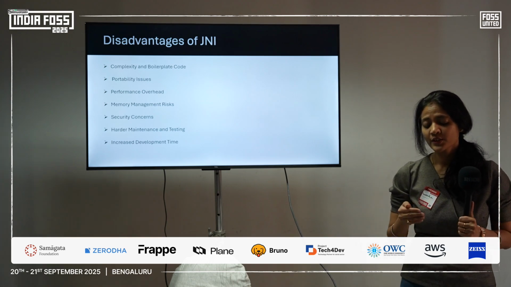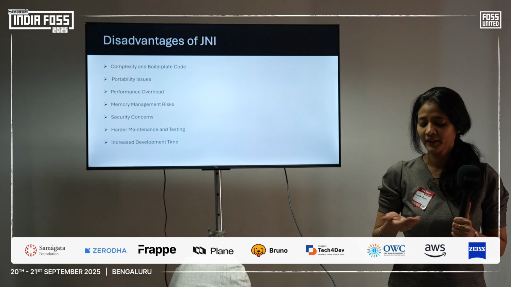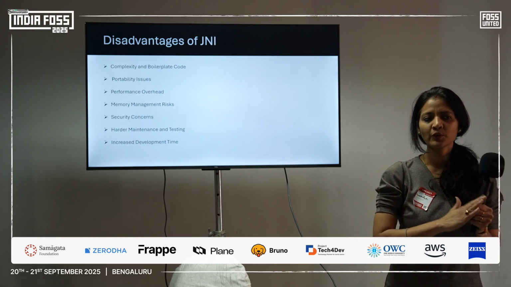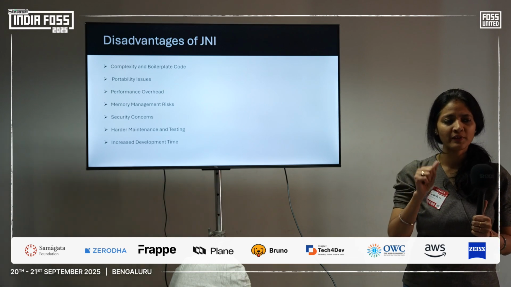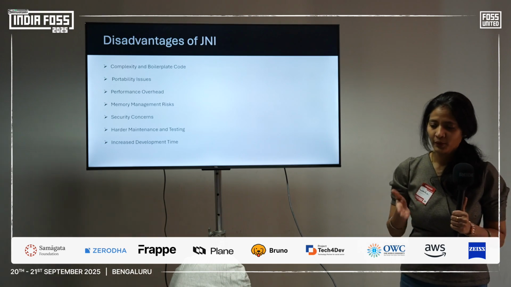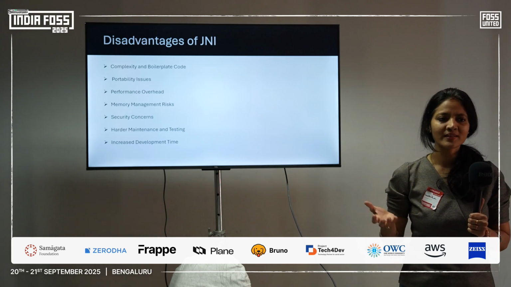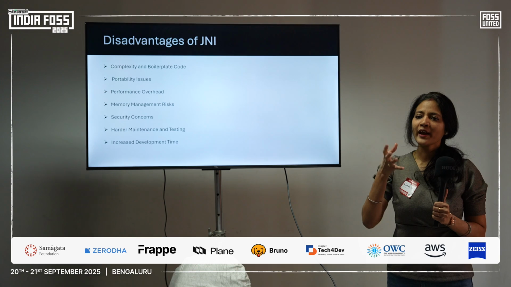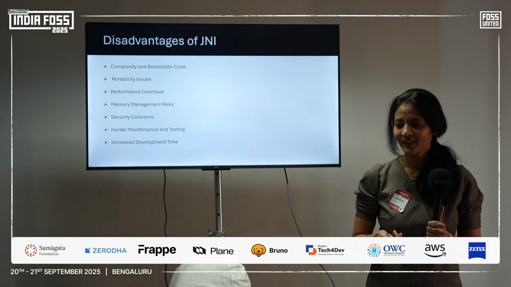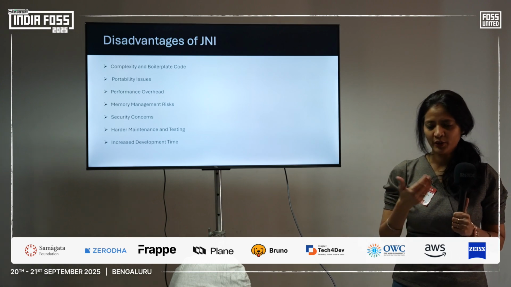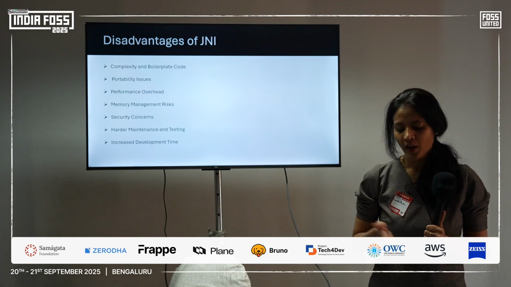Okay, then there is performance. Native performance is better, but the bridging between Java and native sometimes has a lot of performance overhead. And then the memory management risks. Java programmers are very much used to the Java environment, with GC doing all the memory management, and when you are writing C code, it is very likely that you will write some bug. There will be use after free, buffer overflow, memory leak, dangling pointer. All these problems come into the picture.